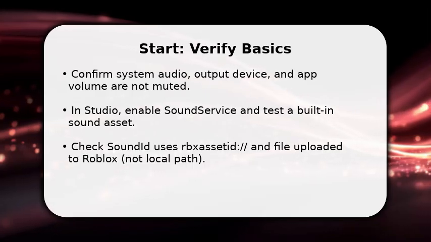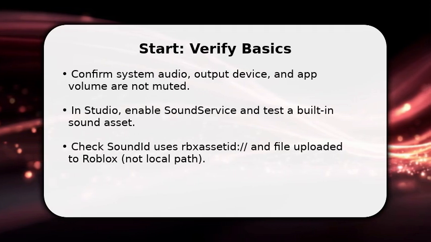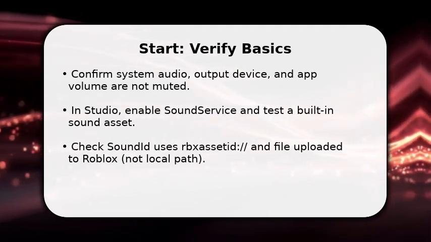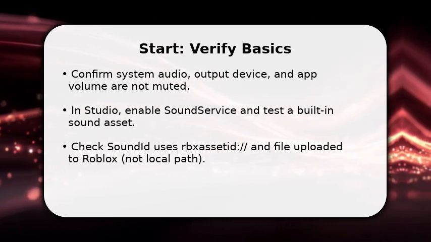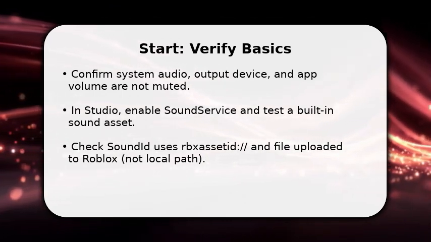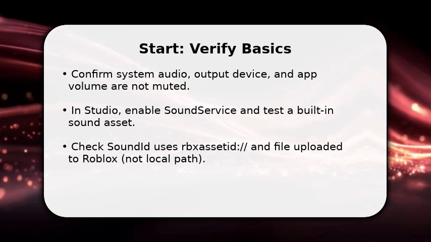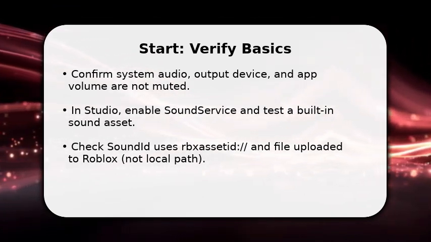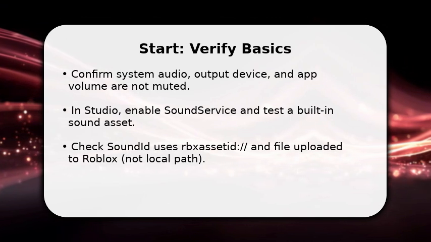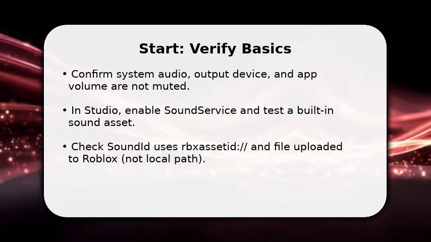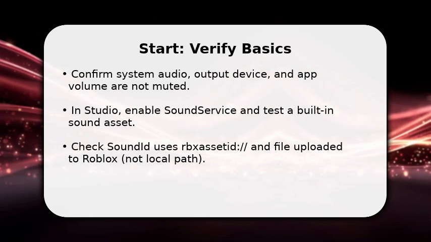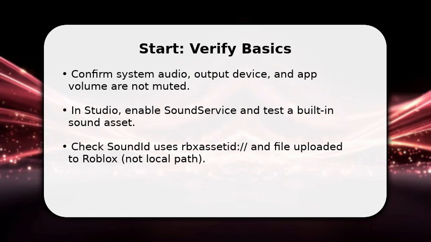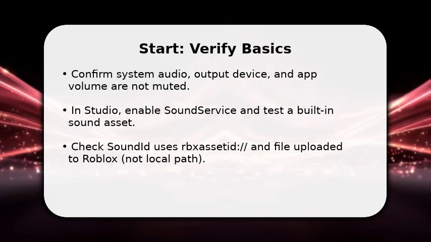You'll begin by verifying both system and studio-level audio. First, make sure your OS output device and volume are active and Roblox Studio isn't muted. Once done, open Explorer and confirm SoundService exists, then insert a simple sound and set its sound ID to an RBX asset you uploaded. Play it in Studio's play mode to see if the asset loads. This isolates whether the problem is device level, asset level, or script related before deeper fixes.